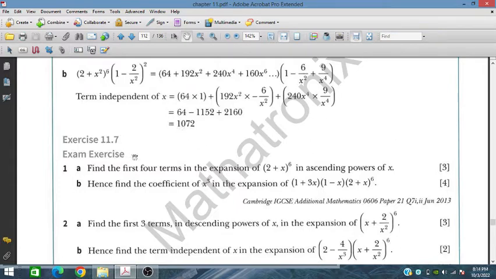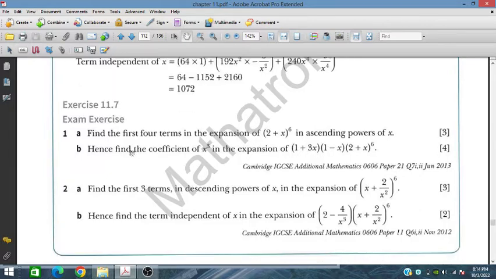11.7 exam exercise. This is a very important exercise. In the first problem we have seen that there are 4 terms in the expansion of (2 + x)^6 in ascending powers of x. So we have to find the first 4 terms for this higher order polynomial.